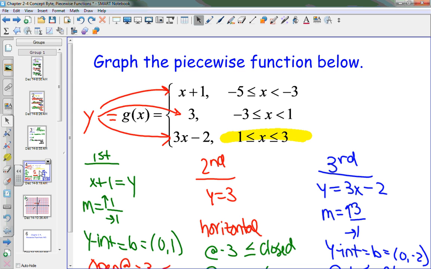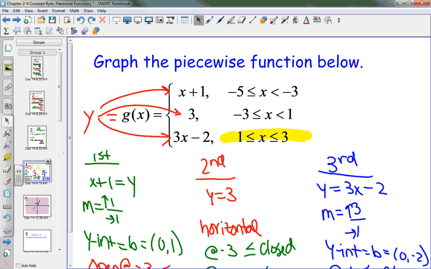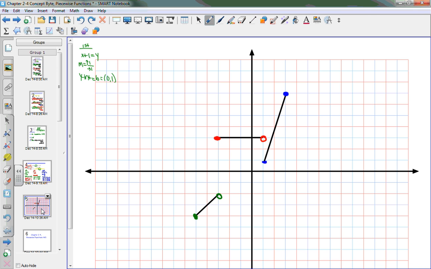So if I graph these three together, the picture of that is going to be this right here. And how do we check that? You're going to check that by going from the lowest point, which is -5, to the highest point, which is 3. If you look at that, you can see, there it is, that that's where they start and stop.